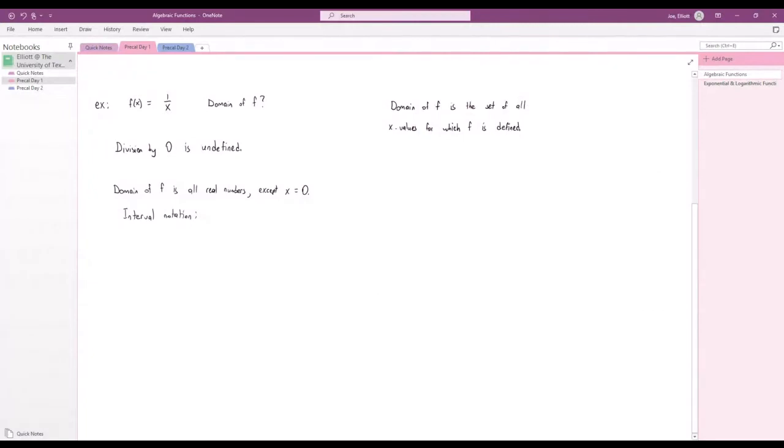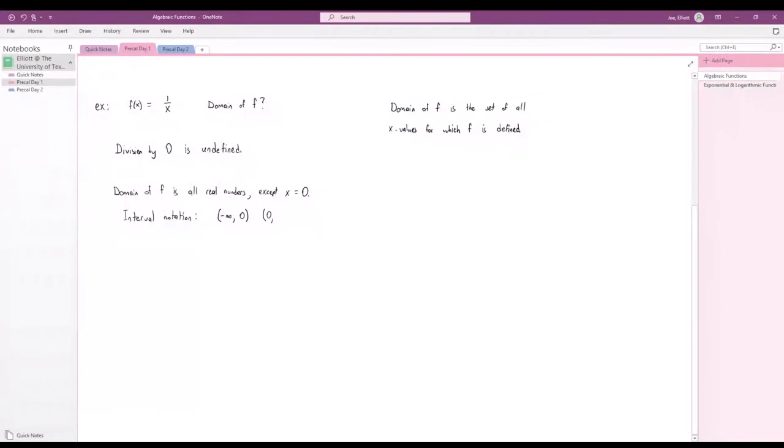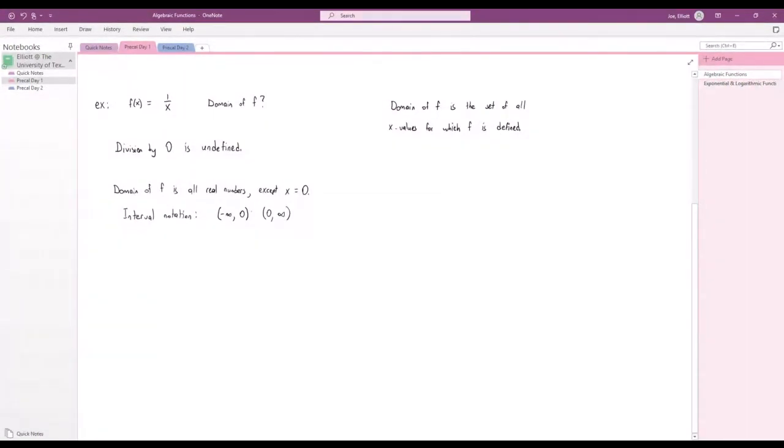So to express all real numbers except 0, that would include everything from minus infinity up to 0. But if I want to exclude 0, I would use open parentheses to indicate that I'm excluding 0 from the interval. And then we also have everything from 0 to infinity as well. And we have this union symbol to indicate that the domain is both of those intervals, not just one of them. Okay. Oh, so like the parentheses, that it excludes the number, right?